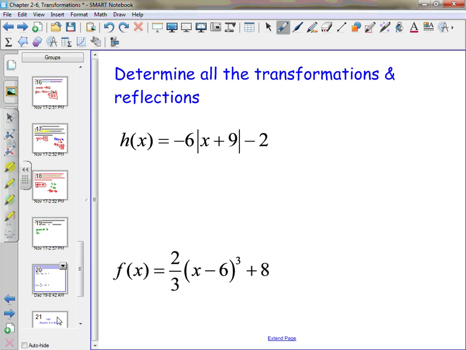Now, determine all the transformations. I'll pass out your homework as you guys do number 1 here. Because this is the key part. This is the whole reason that we do all this.